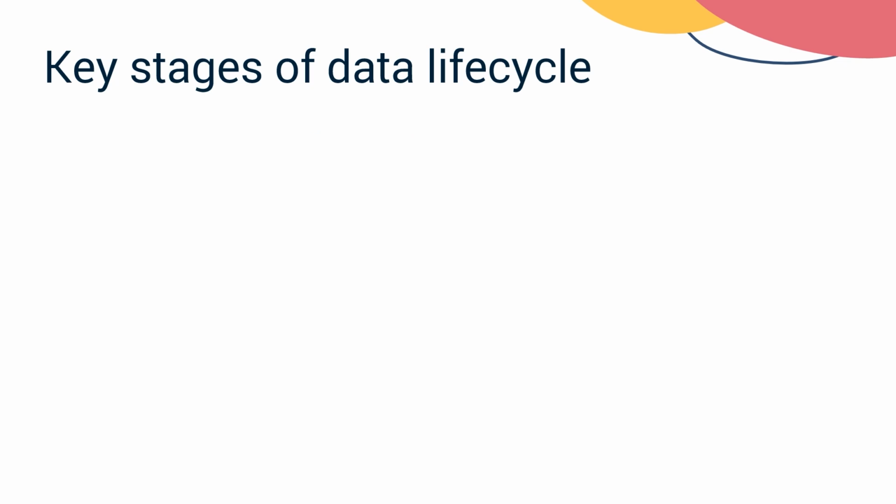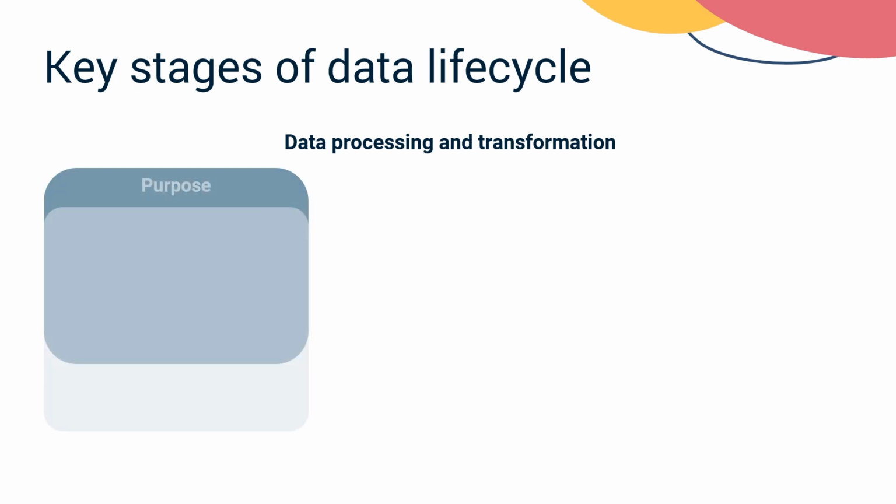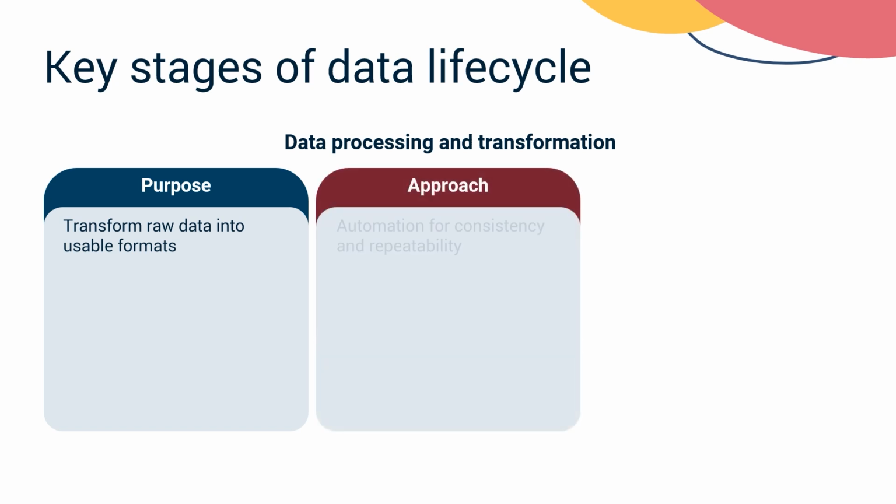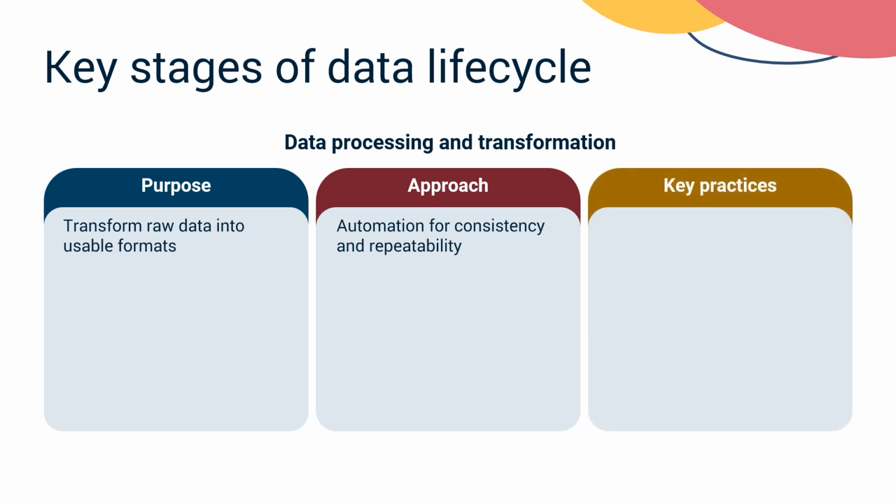With scalable data storage solutions in place, the next stage in the data lifecycle is data processing and transformation. The main purpose of this stage is to transform raw data into a usable format by focusing on cleansing, enriching, and normalizing data to meet business needs. Data ops relies on automation to ensure consistency and repeatability in data processing workflows. The key practice for this stage includes developing automated CI/CD pipelines to ensure the consistent processing and transformation of data.